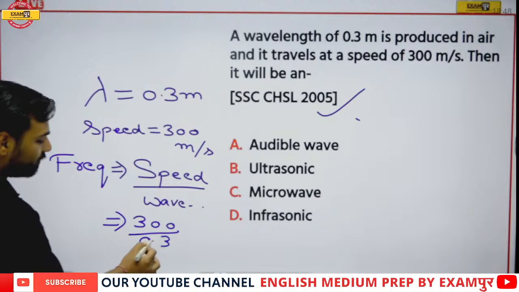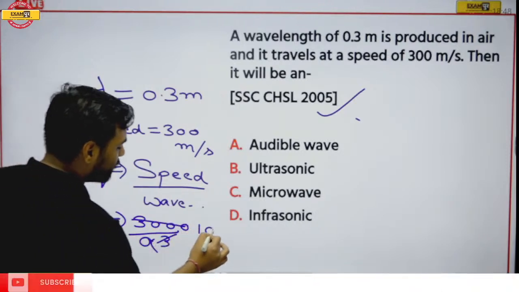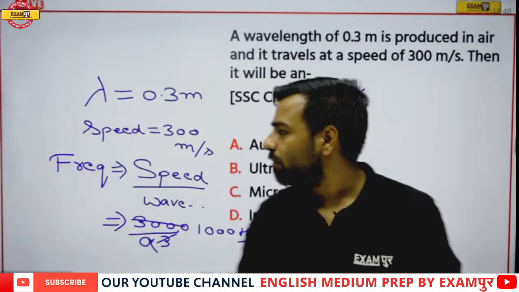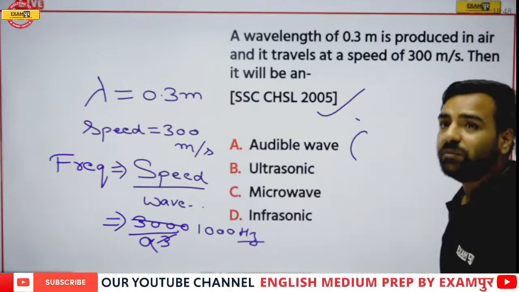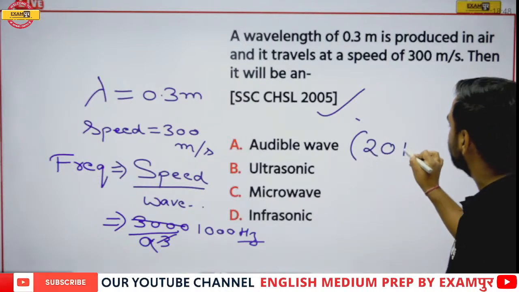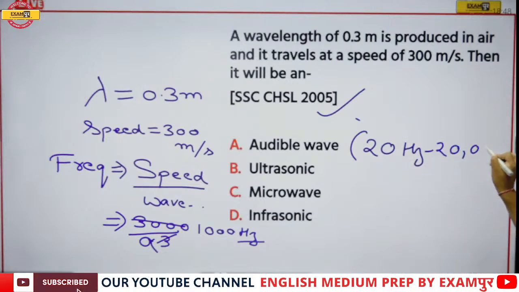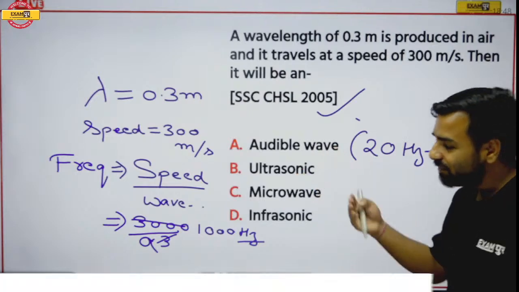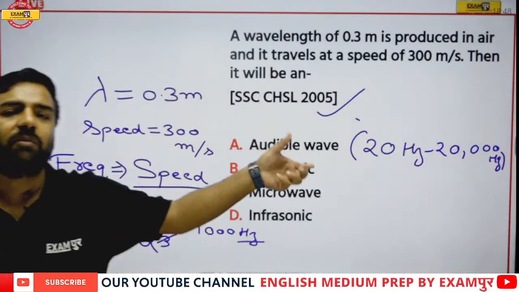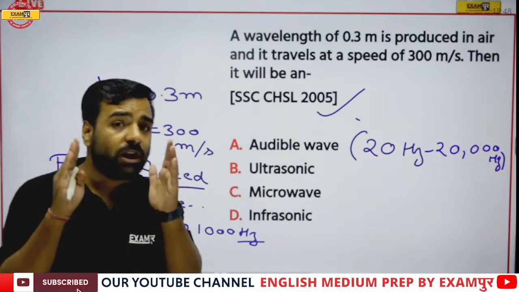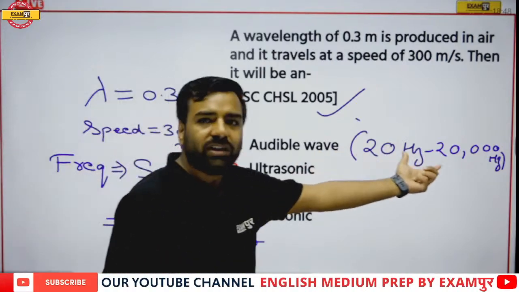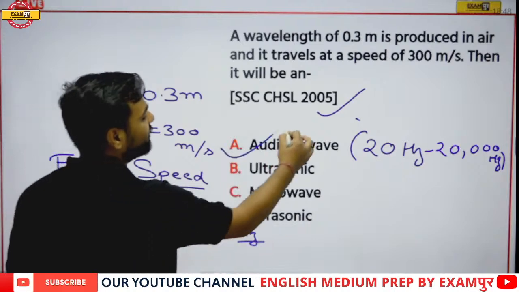If I try to solve it, just remove this decimal over here. It would be 1000, correct? 1000 hertz. Now we have just discussed, if I talk about the audible wave, its range will be between 20 hertz and 20,000 hertz. If it is below 20 hertz, the hippopotamus was listening to that sound. If it is above 20,000 hertz, then we were talking about the bats. But for humans, the audible range is between 20 and 20,000 hertz, and 1000 lies between 20 and 20,000. That's why audible wave is the correct answer.